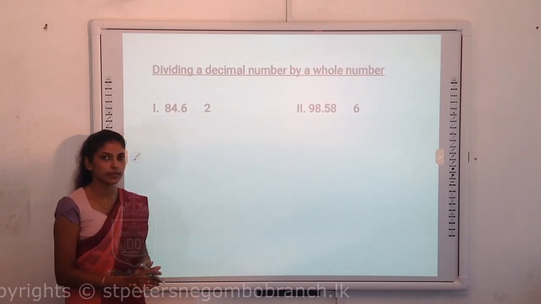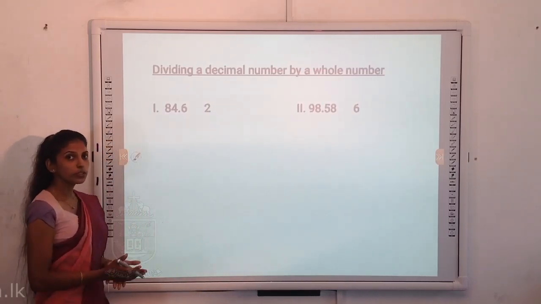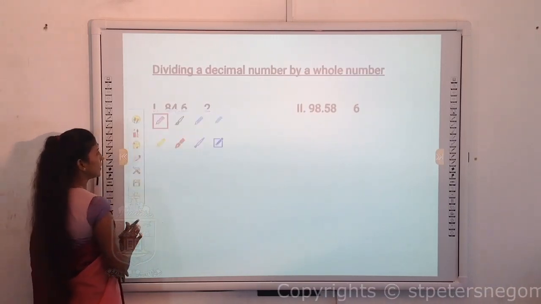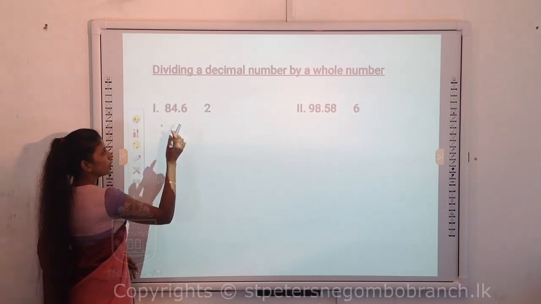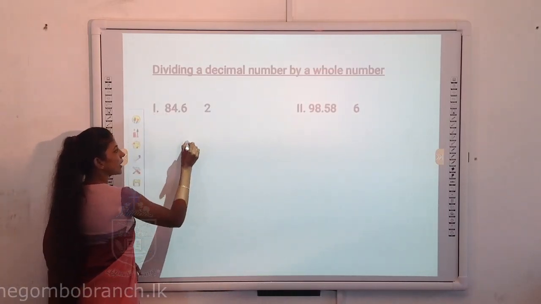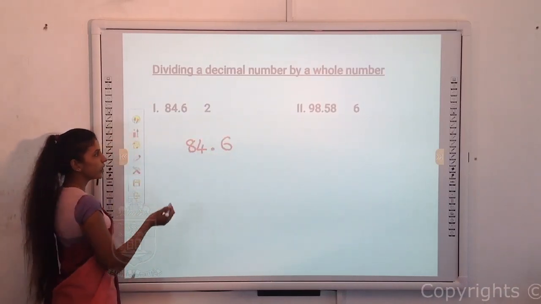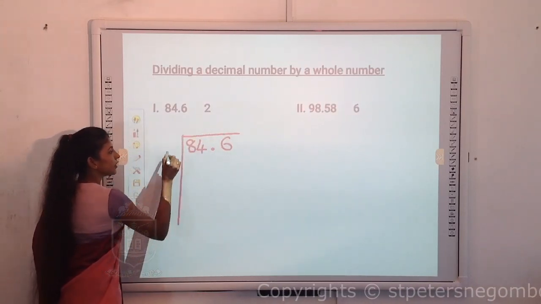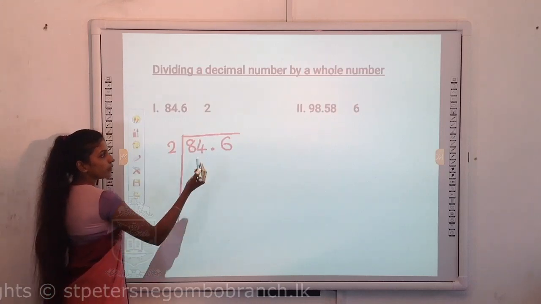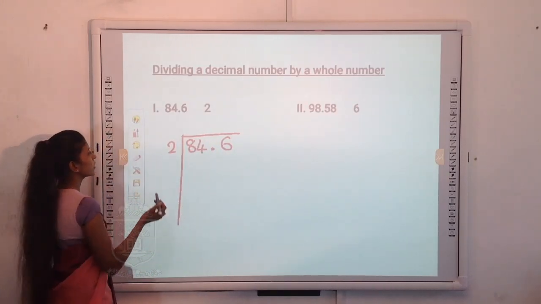Earlier we multiplied decimals. Now we are going to divide. So that is also like the normal division that you do. So this can be done like this. 84.6. You are going to divide by 2. So like normal division, you all can divide. But once you move to the number after the point, you have to indicate the decimal point.